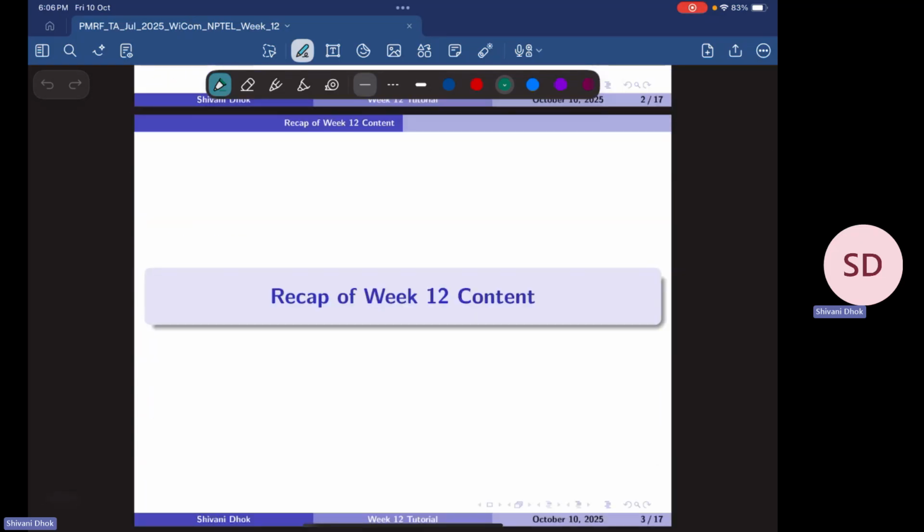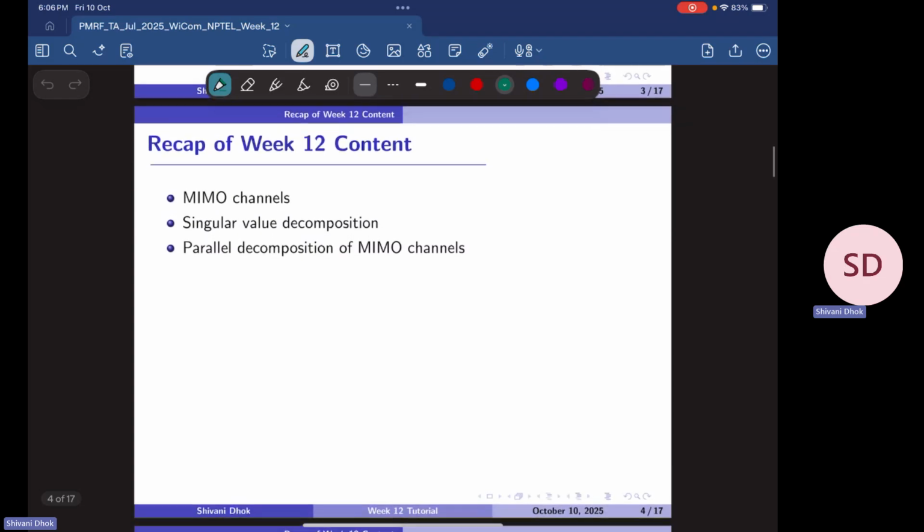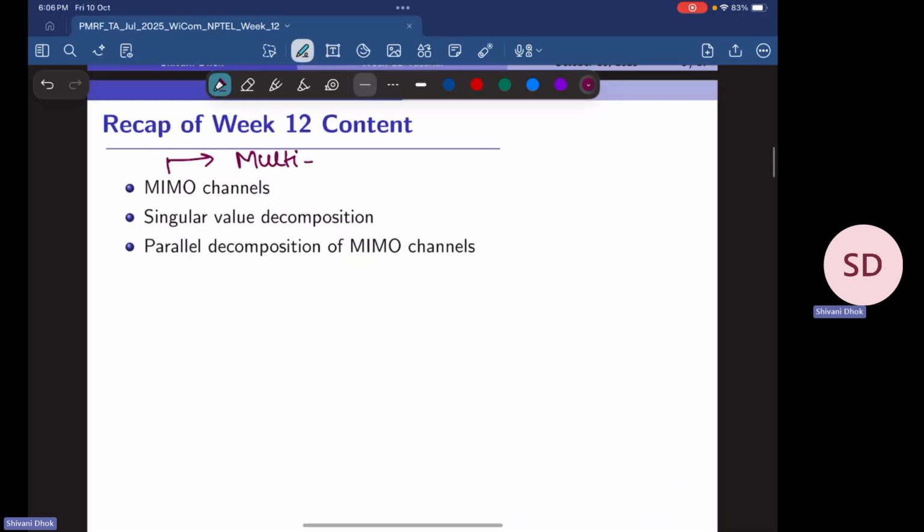Okay, so let's quickly start with the recap of week 12 content. Week 12 was all about MIMO, which is basically multi-input, multi-output systems.